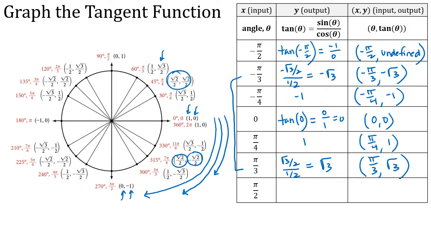And finally, we'll end up at pi over 2, where the tangent of pi over 2 is going to be positive 1 over 0, and that gives us another undefined output.